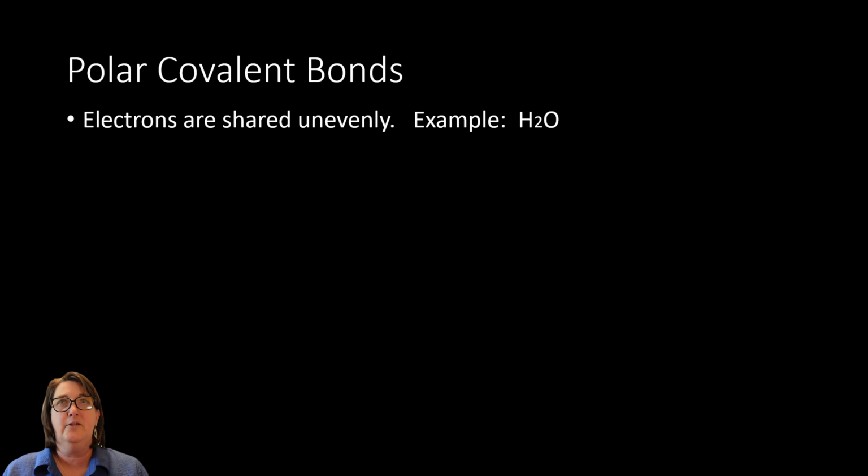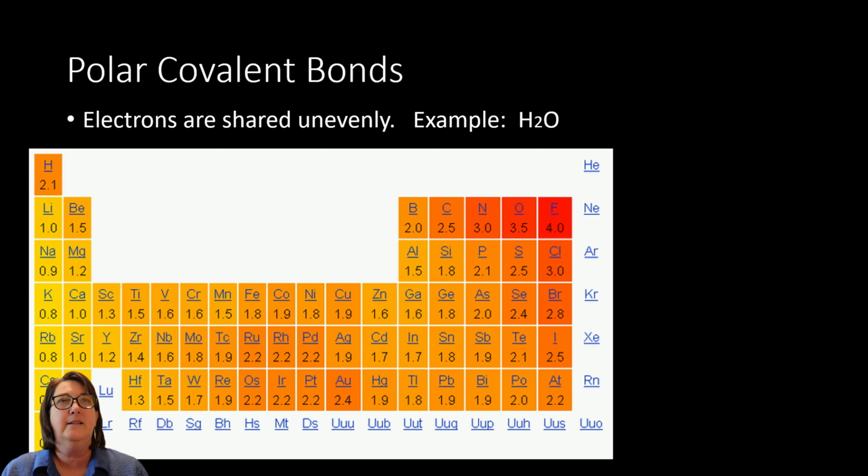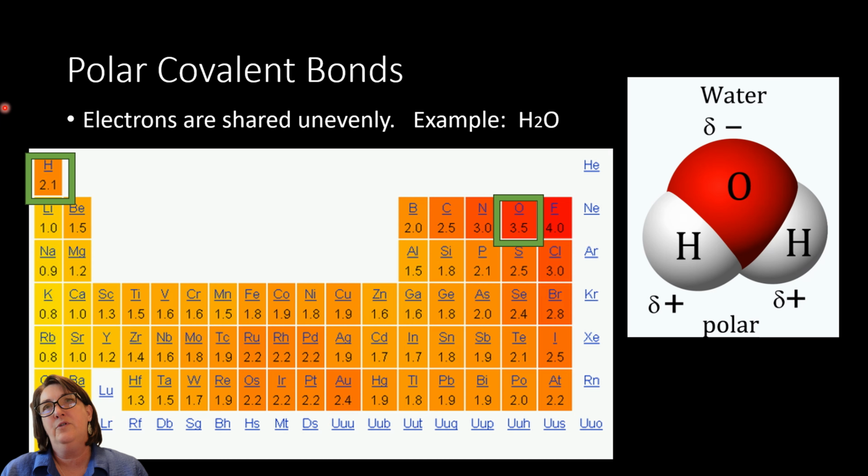Polar covalent bonds are shared unevenly, so water is the example. I look here, I have hydrogen, which is 2.1. I have oxygen, which is 3.5. So oxygen has the higher electronegative pull than hydrogen. So the electrons are going to stay around oxygen longer than around hydrogen. Here's my electronegative symbol. This is showing that oxygen will stay more negative longer. My hydrogens will have a positive electronegative charge.